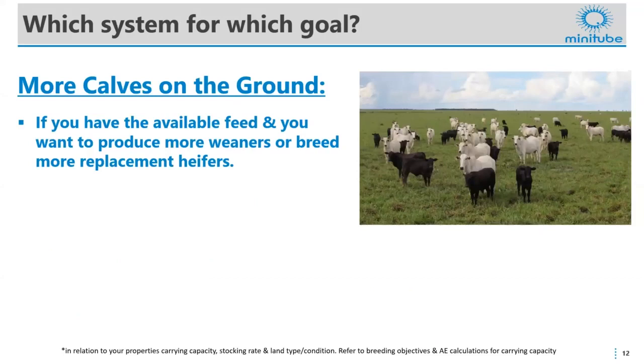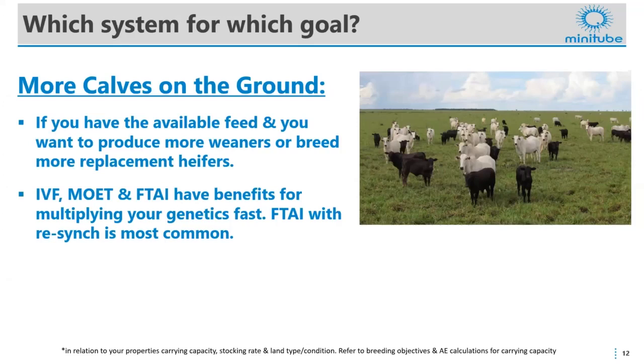If you're wanting more calves on the ground, then there's a few different ways you can do that. So maybe you've had a couple of good seasons and you've got lots of grass, which probably not many of us have at the moment, but some do. If you want more calves, then there's a few ways to do that. You can go through IVF, flushing, fixed time AI. These are probably the best ways to multiply your genetics really fast.